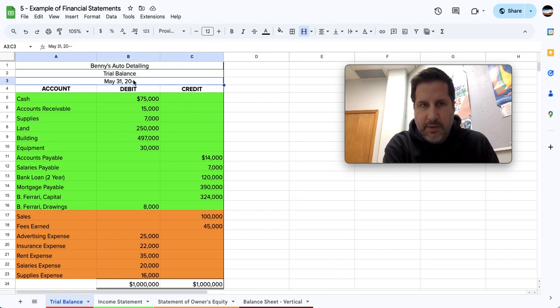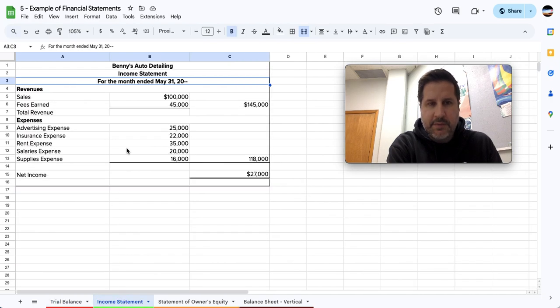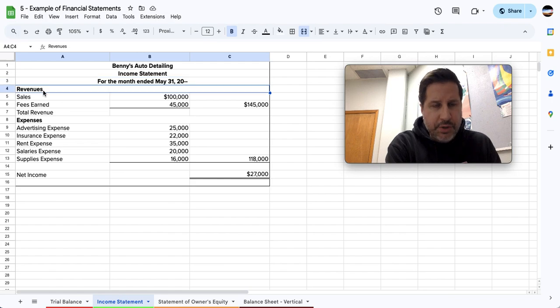In this case, May the 31st, 20 dash dash. Our income statement is for the month ended May 31st, 20 dash dash. Make sure you pay attention to that as you're doing your own financial statements. Sometimes the date differs between the financial statements that we are doing. So what I've done here is I've got two major titles. I've got my revenues and I've got my expenses.